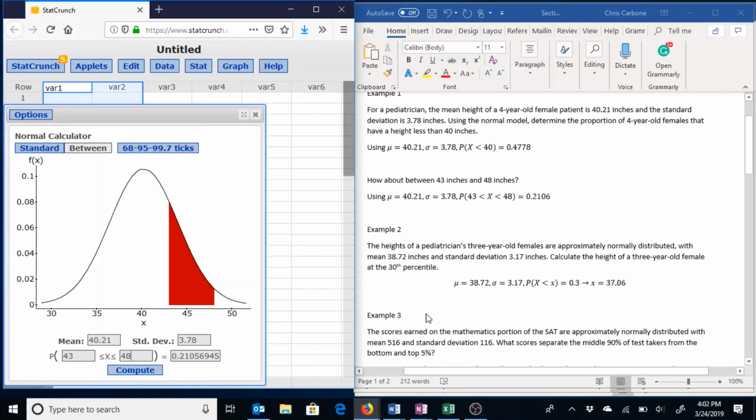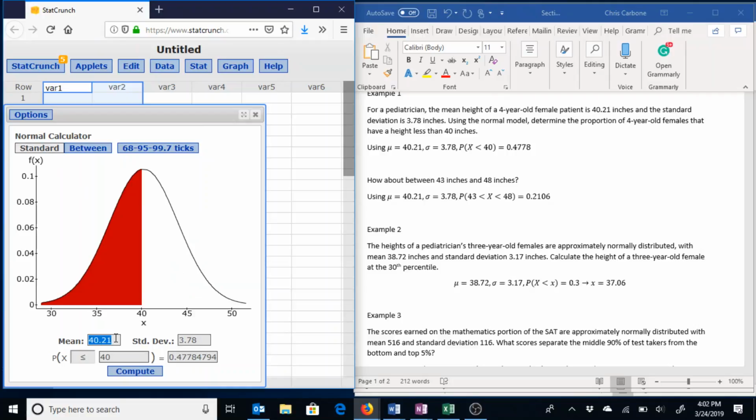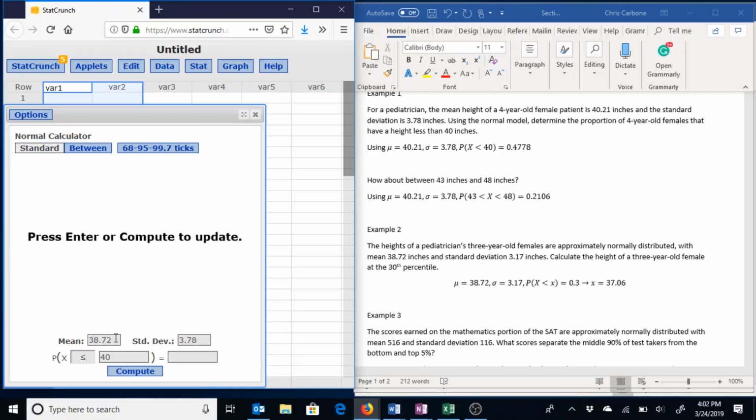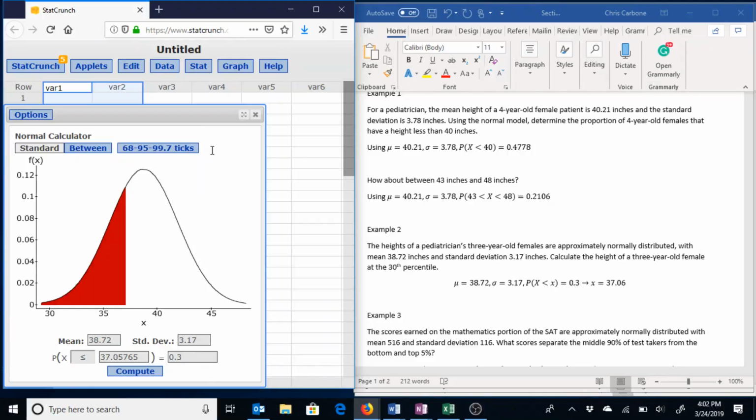Likewise, example number 2 uses a mean of 38.72, standard deviation of 3.17, and we want the 30th percentile. So let me change this mean to 38.72, standard deviation to 3.17, and we want the height of a 3-year-old female at the 30th percentile. This would be a less than, and this would be 0.3. At the 30th percentile, that's going to have a height of 37.06.